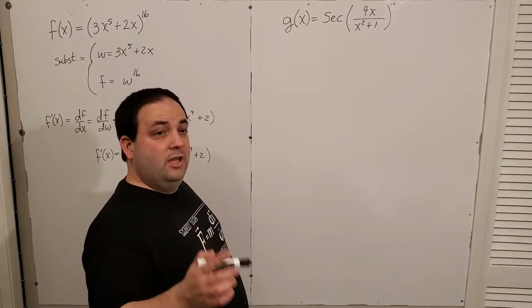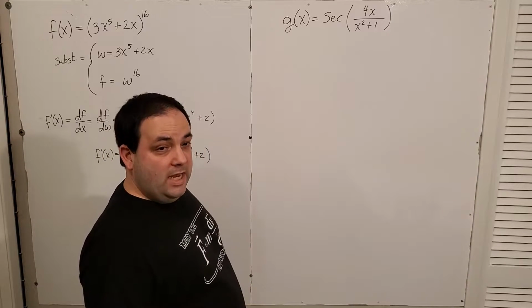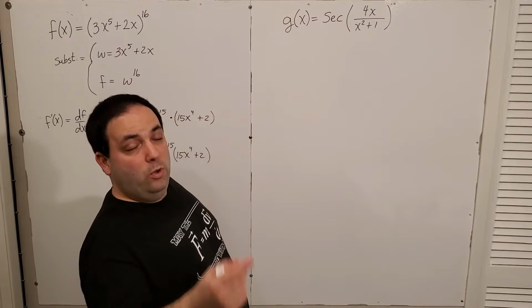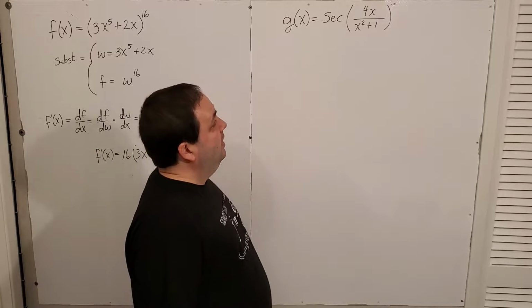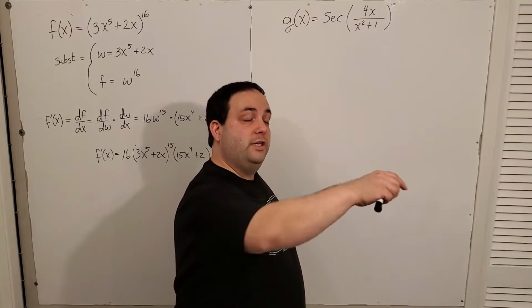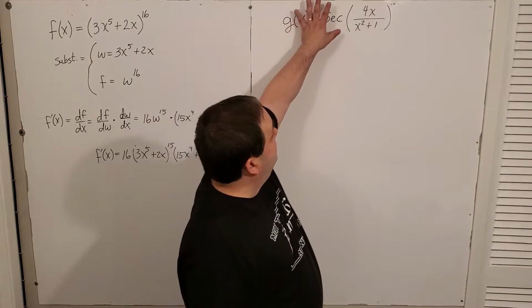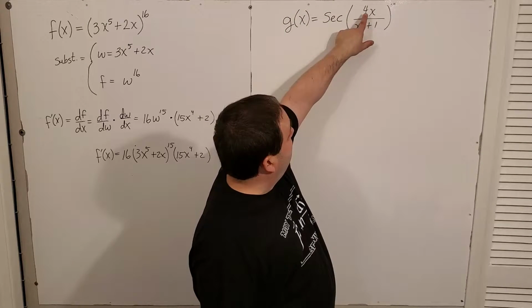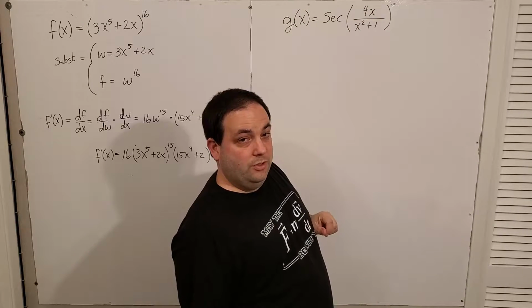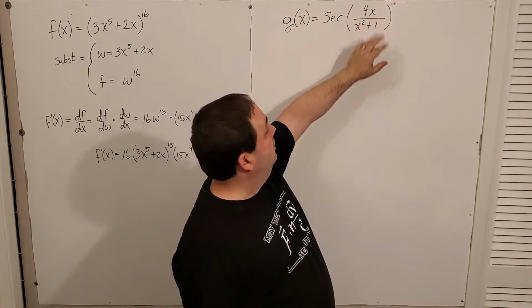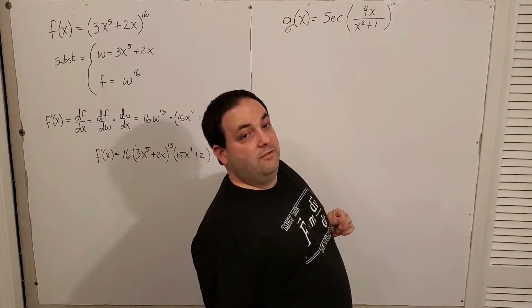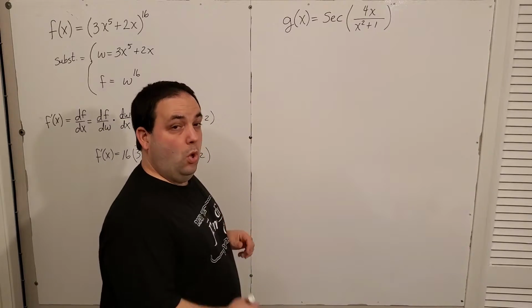And it matters. Is it a quotient with a chain in it, or is it a chain rule with a quotient in it, right? Those two are completely different things. This is a chain rule with a quotient inside of it. The chain rule is the whole structure, and then look, the quotient is the inside function, right? Outside function is secant of something. Inside function is the 4x over x squared plus 1.